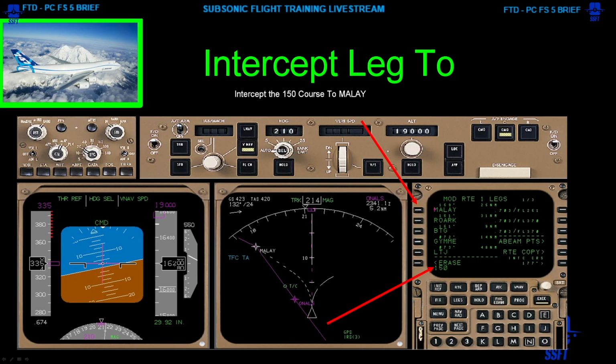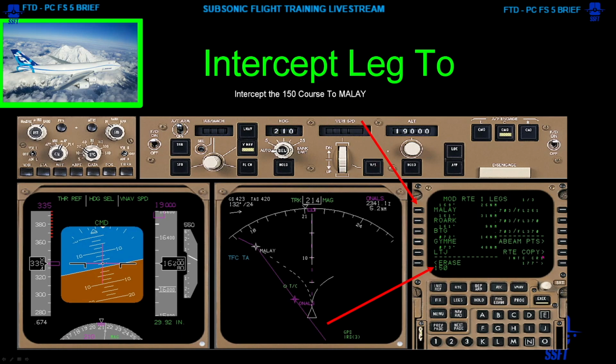And when we do that, it would look like this. Malay would be the active waypoint. But you'll notice on the ND that it's going present position direct to Malay. And that's not necessarily what I want. I don't want to go direct to Malay. I want to intercept the 150 course to Malay.